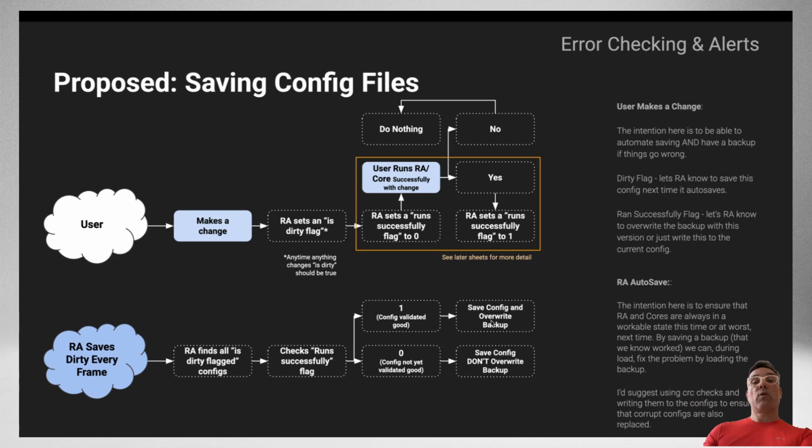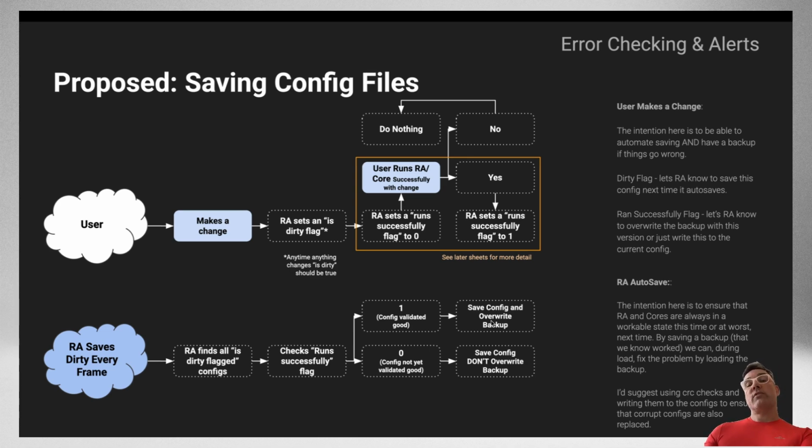We have the current working one, which may or may not have a run successfully flag set to 1 or 0. We have a backup of that file, which will either be identical to the current file because both of them have a run successfully flag set to 1, or it will be the last time it ran successfully because it has a value of 1 and the current one has a value of 0 because they've made some changes. And then the third file is the defaults.